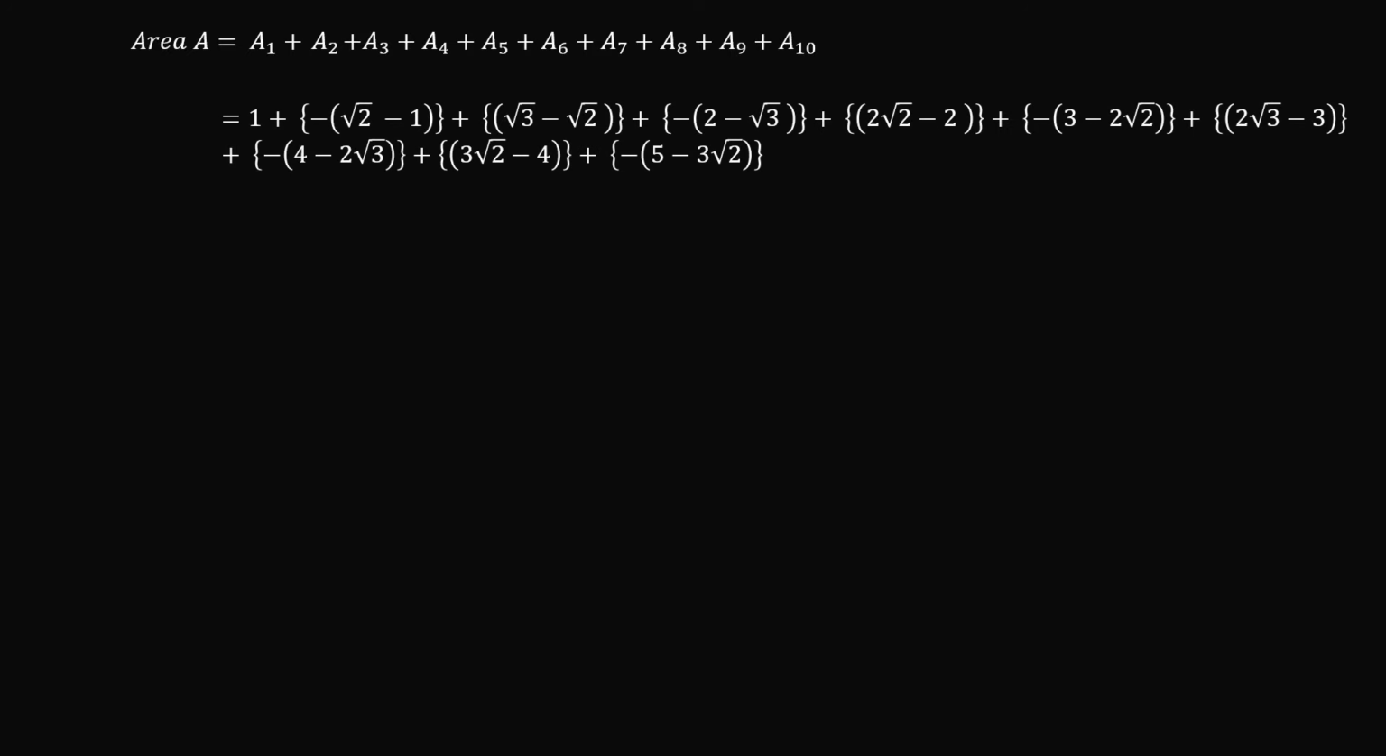So when we add all those areas, area 1, 2, 3, 4, 5, 6, up to 10, as we see here, the final value is going to be negative 21 plus 8 root 2 plus 6 root 3.